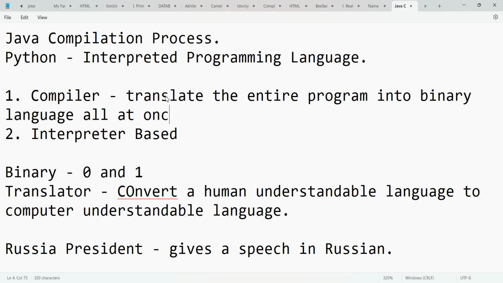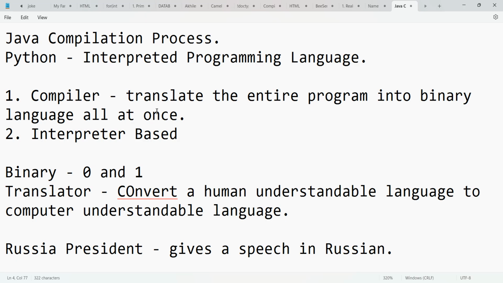all at once. Suppose you write 1000 lines of code to generate a calendar of 2024, and when you press the run button, what will be the purpose of the compiler? It will translate the entire program into binary language all at once. So what is the problem here? In case you made some mistakes, it will show you a plethora of mistakes in front of your screen, which is hard to debug. You will think, oh my god, where did I make a mistake?